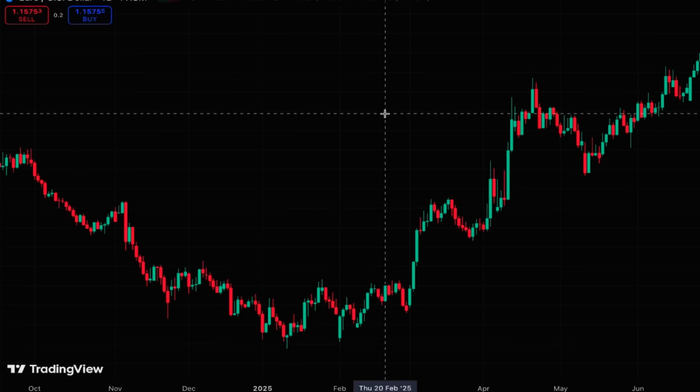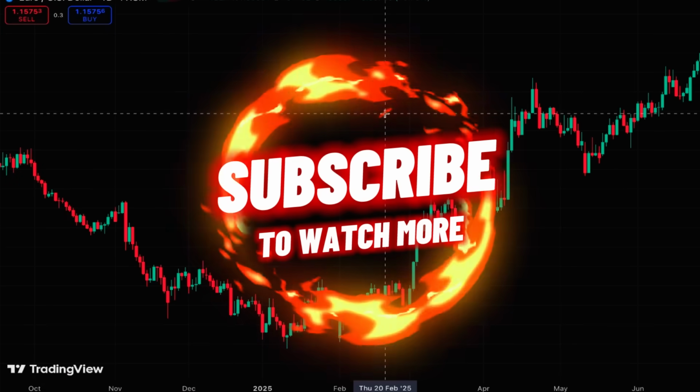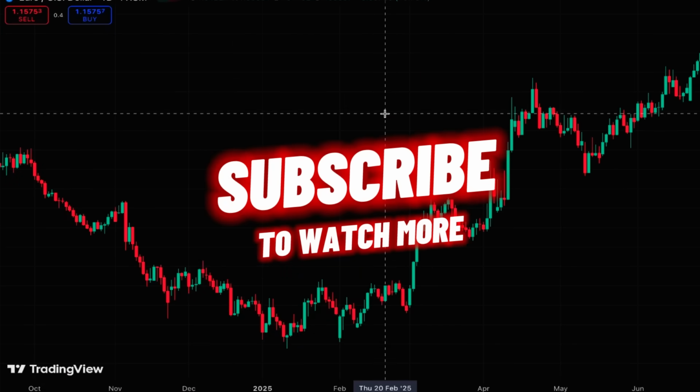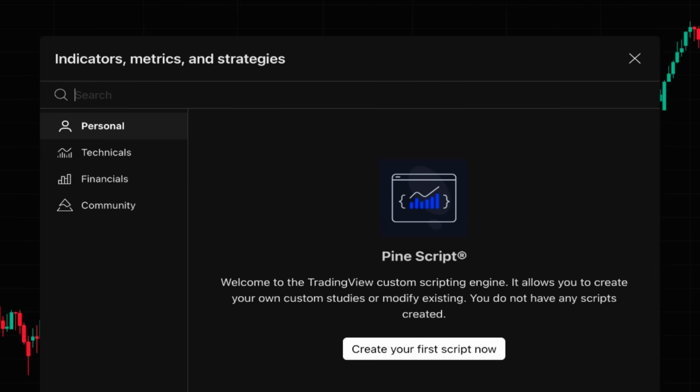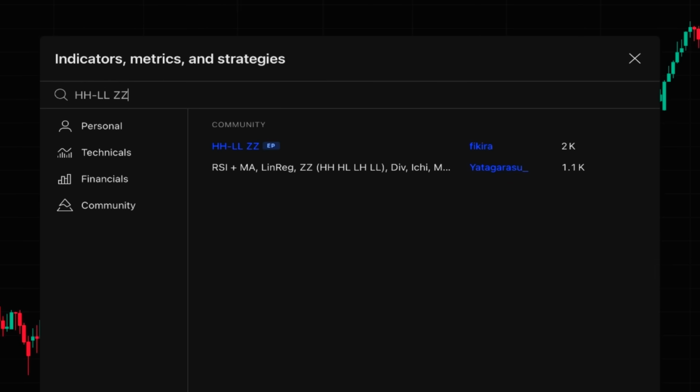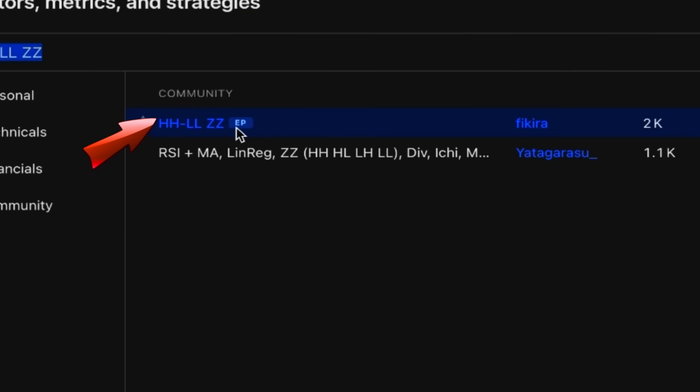Alright, now let me introduce the second indicator. Here we click on indicators and we search HH line LLZZ, this one, which is an editor's picks indicator and written by Fikira, if I'm pronouncing the name correctly.